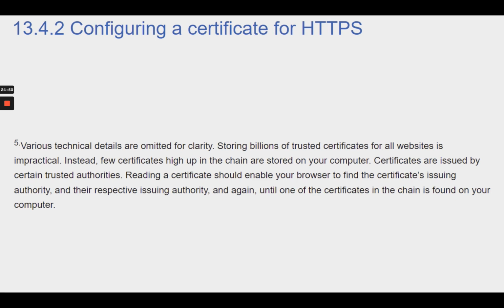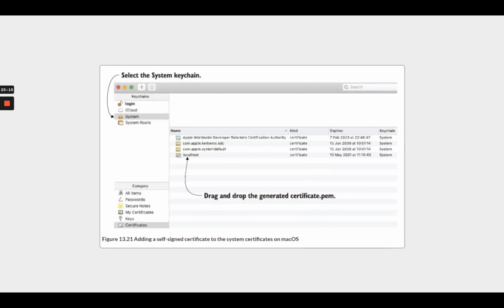Footnote 5. Various technical details are omitted for clarity. Storing billions of trusted certificates for all websites is impractical. Instead, few certificates high up in the chain are stored on your computer. Certificates are issued by certain trusted authorities. Reading a certificate should enable your browser to find the certificate's issuing authority and their respective issuing authority, and again, until one of the certificates in the chain is found on your computer.